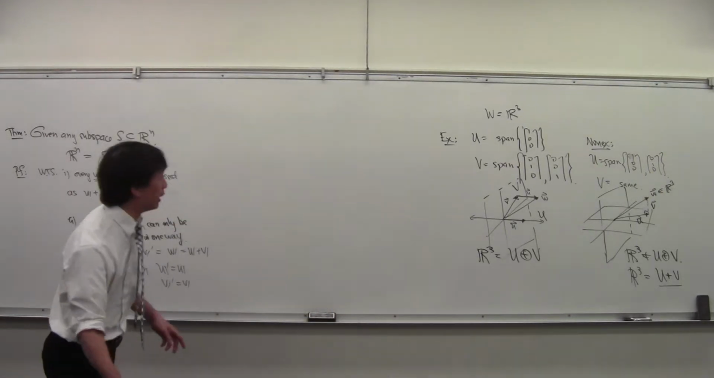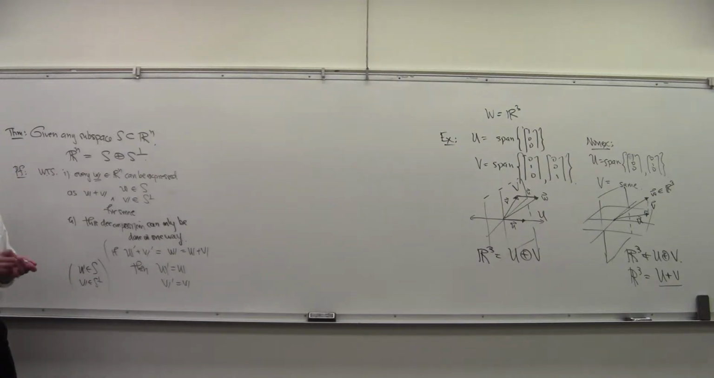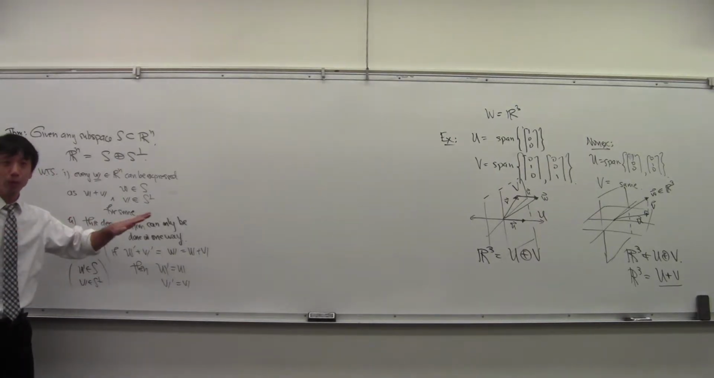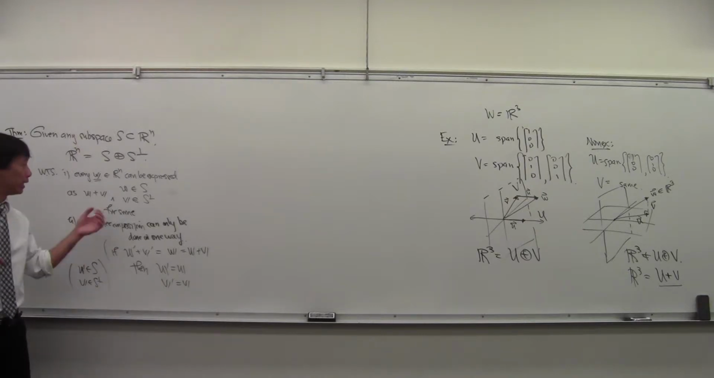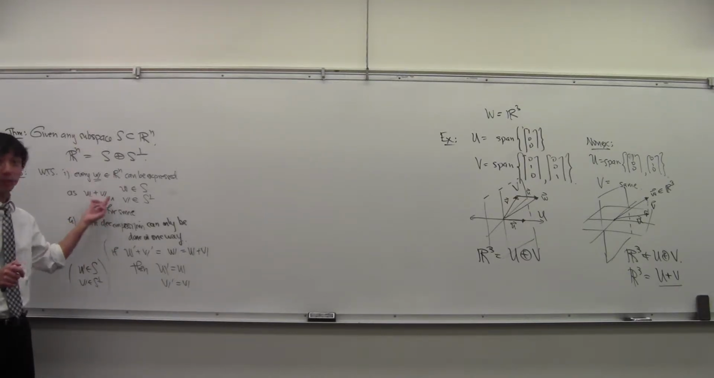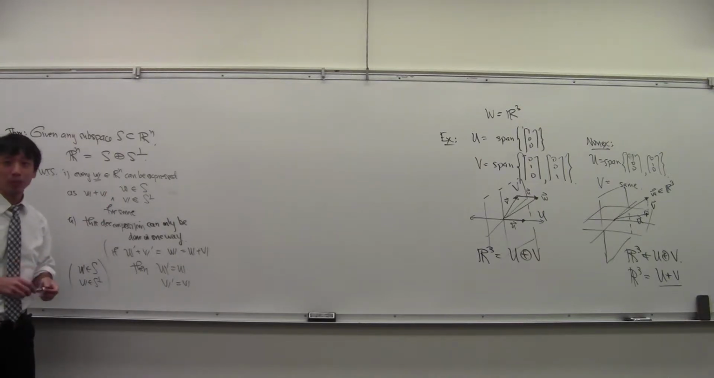Okay, so let's think about that. We're saying that you have a subspace. You have an orthogonal subspace. And you're saying that the whole space Rn can be expressed. Everybody in Rn can be expressed as something in S and something in S perp.